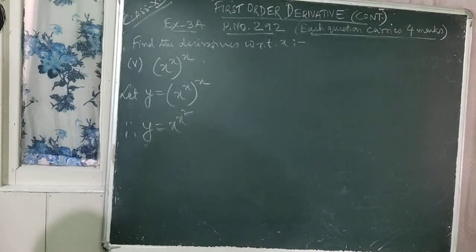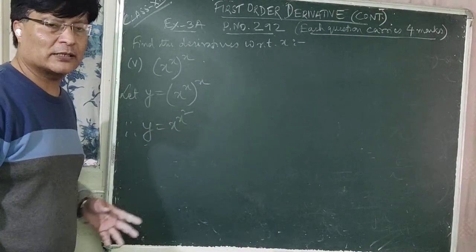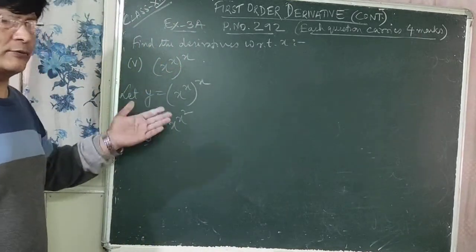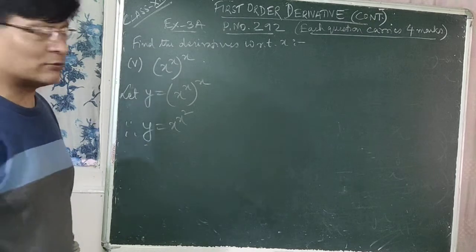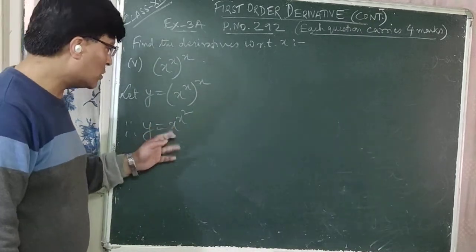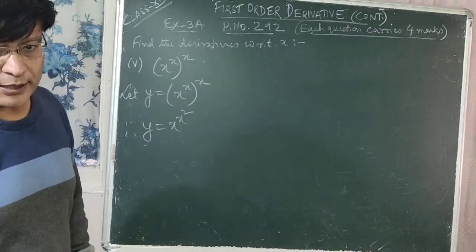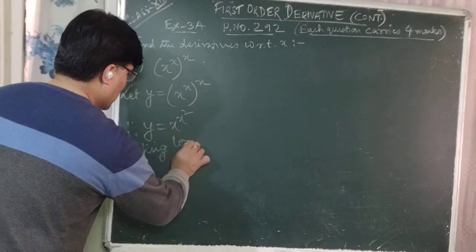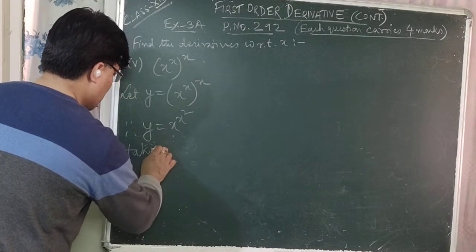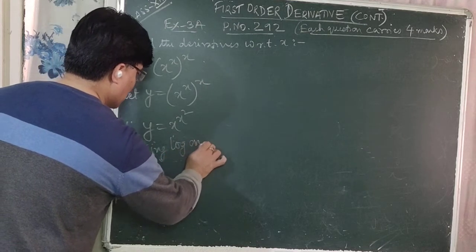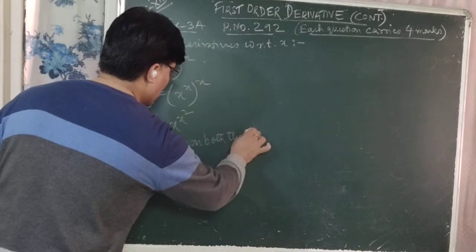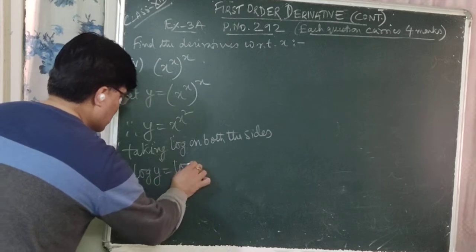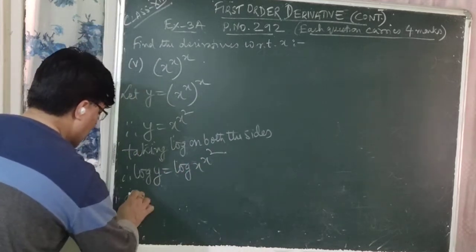Now you can easily do it. Both the base and the powers are the variables here. So that power should be taken to the front. So you have to take log on both the sides. What is the method here? You have to take log on both the sides because both the base and the powers are the variables here. Okay. So taking log on both the sides. What do we get? Log y is equal to log x to the power x square.